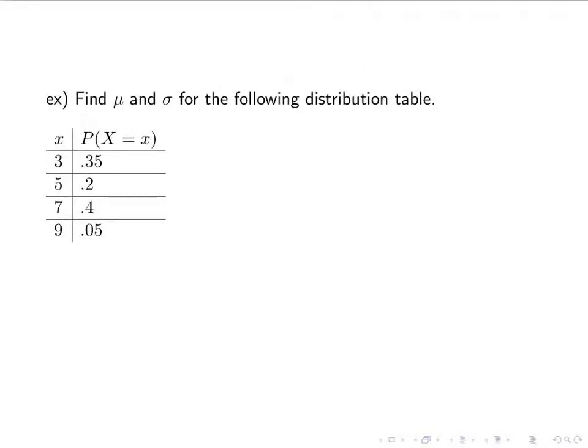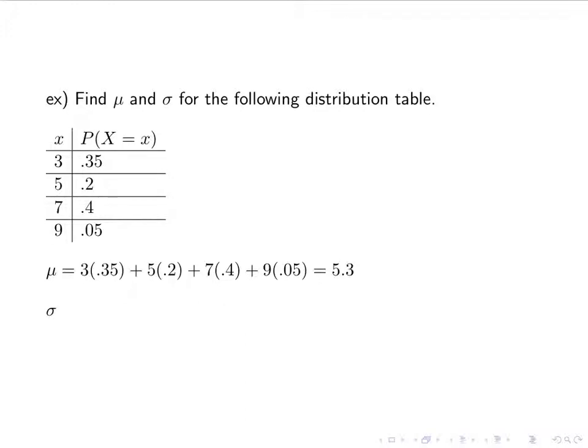And we'll do one more example. So find mu and sigma for the following distribution table. So again, we've got the x values, we've got the probability that X is x, so we have all the information we need. Since we need mu to find sigma, we're going to find mu first. And again, that is just taking the product of the values and their probabilities and then adding them all up. If I do that, I get 5.3.